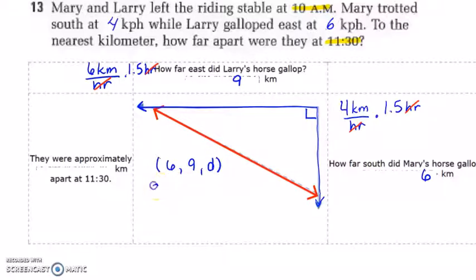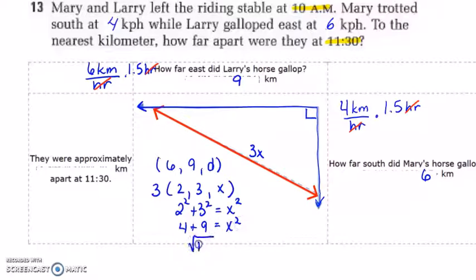I can factor a 3 out of there and use the reduced triangle principle. Then this distance would be 3 times x. So now 2 squared plus 3 squared equals x squared. 4 plus 9 is x squared. That means my x is the square root of 13. But remember, my distance that I need is 3 times that. So I know they were 3 times the square root of 13 kilometers apart.